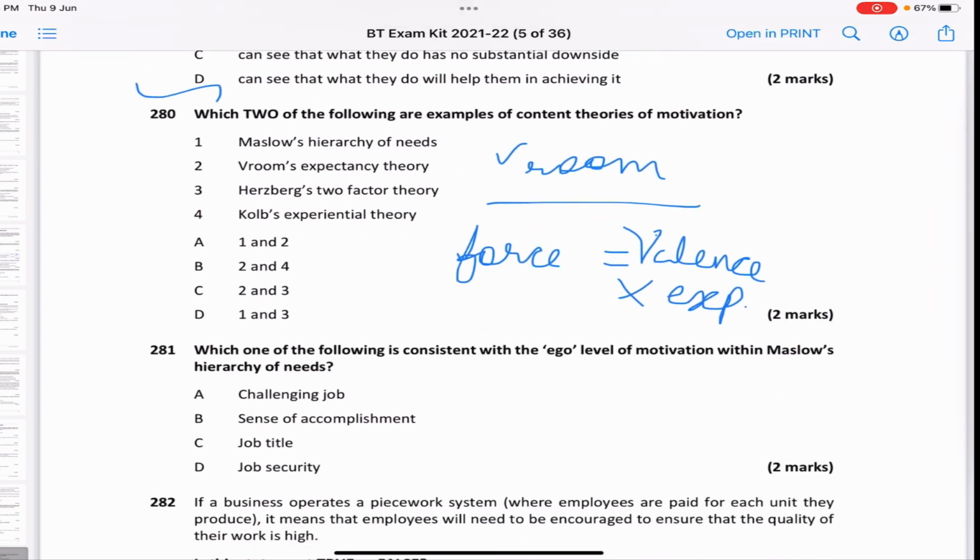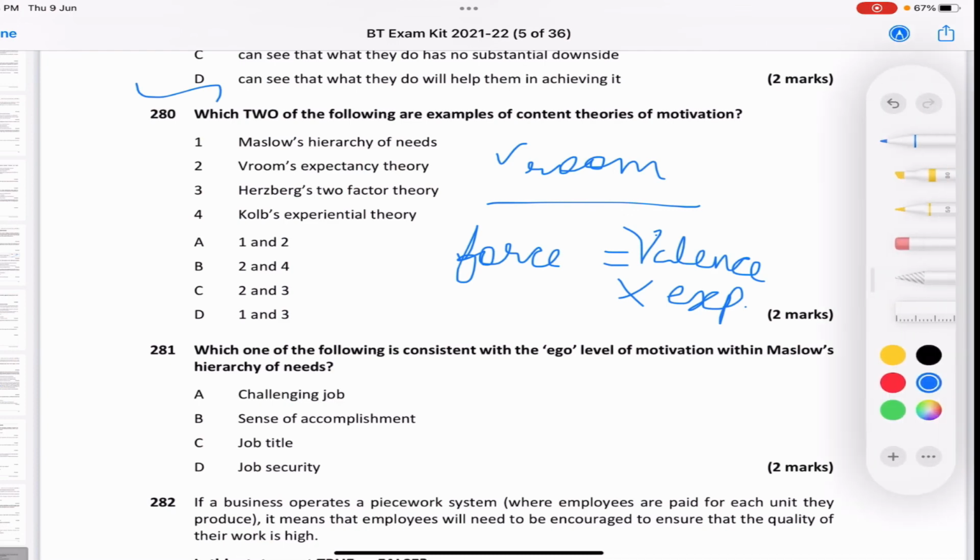Which of the two are examples of content theories of motivation? Maslow's hierarchy of needs, Herzberg's two-factor theory, Kolb's experiential theory, and Vroom's expectancy theory. So, what is related to the example of content theory? You remember what content theory was? Content theory states that everyone has the same needs, which is Maslow and Herzberg, which is 1 and 3, so that is D.